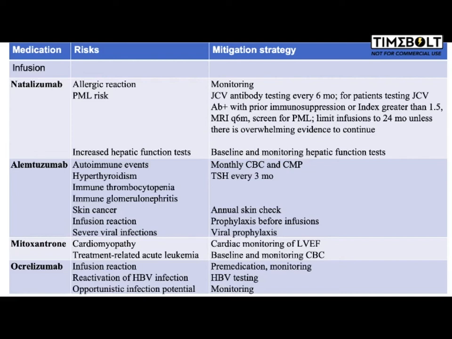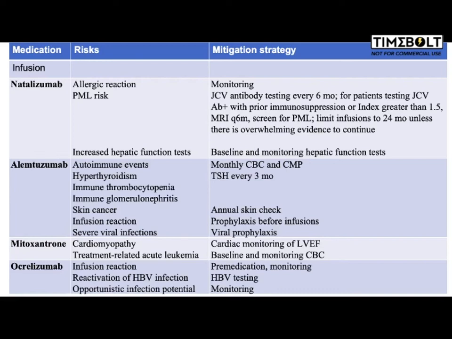then again it proved to be useful for multiple sclerosis patients. JCV antibody testing should be done every 6 months. If the titers are greater than 1.5, the infusion should be given after every 2 years.